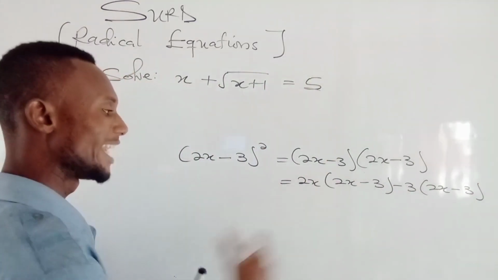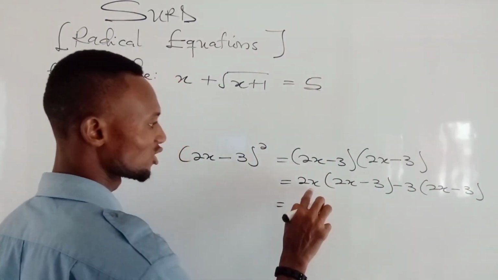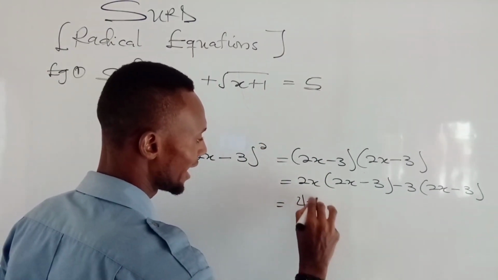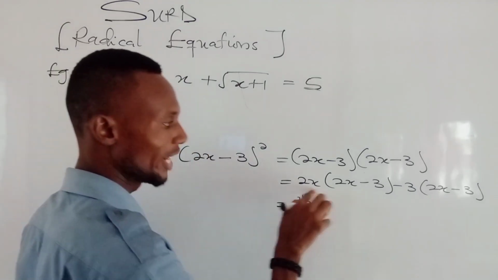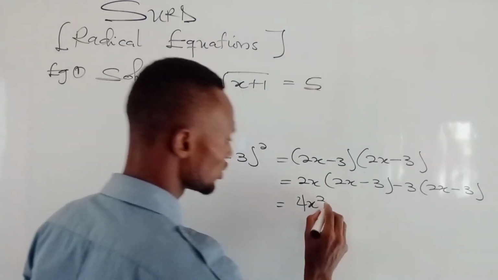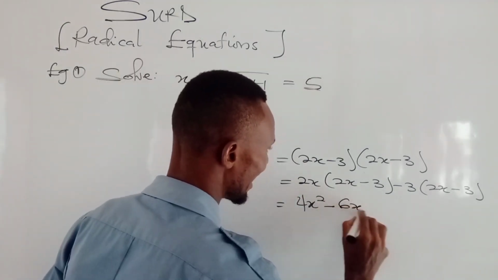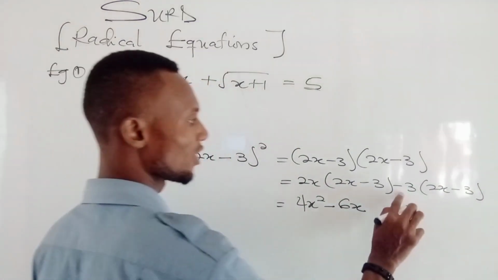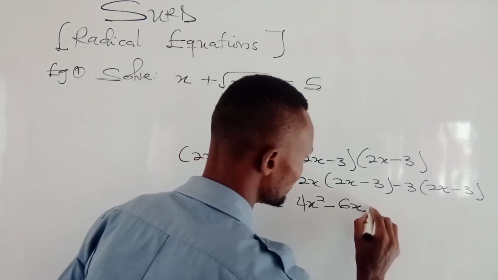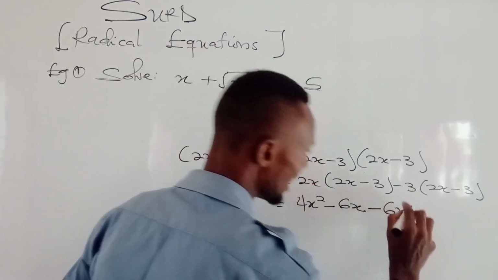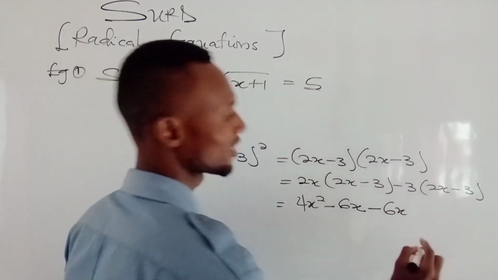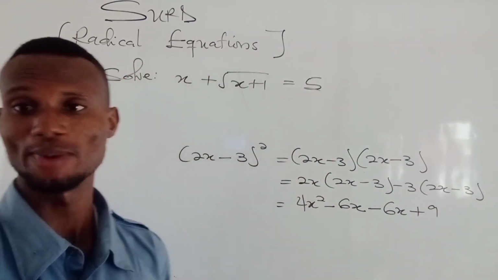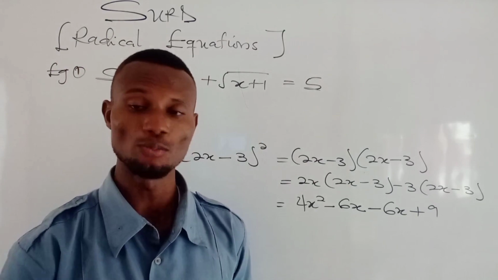From here, let's open our bracket. So I'm going to get 2s times 2s is going to give me 4s squared, and 2s times minus 3 is going to give me minus 6s, and this minus 3 will open its bracket too. So minus 3 times 2s will give me minus 6s, and minus 3 times minus 3 will give me positive 9, because when negative and negative multiply, it becomes positive. I hope you agree with me up to this point.